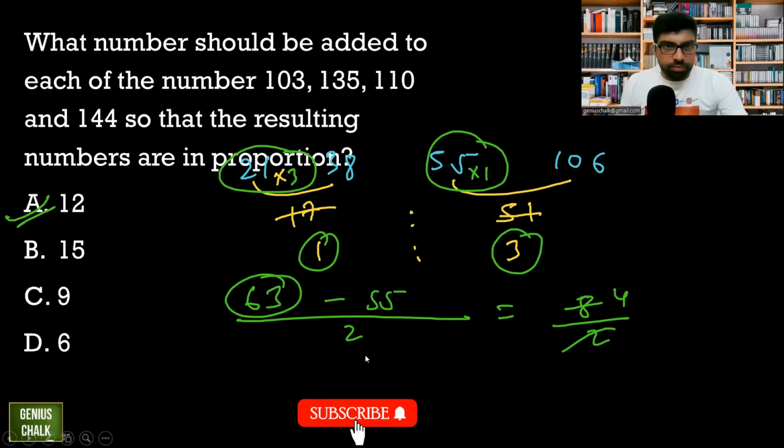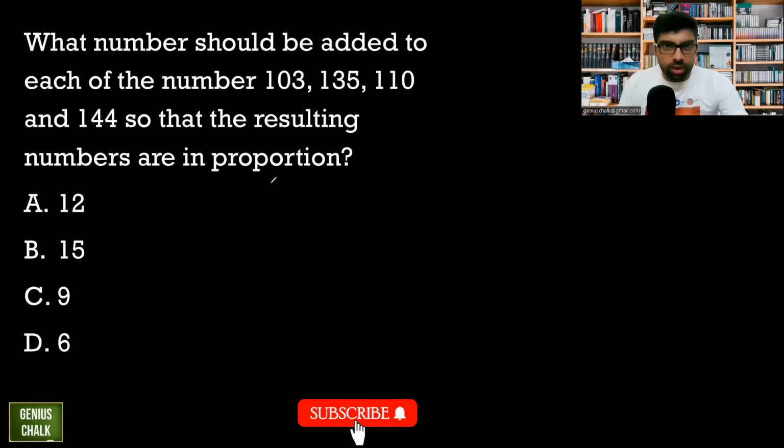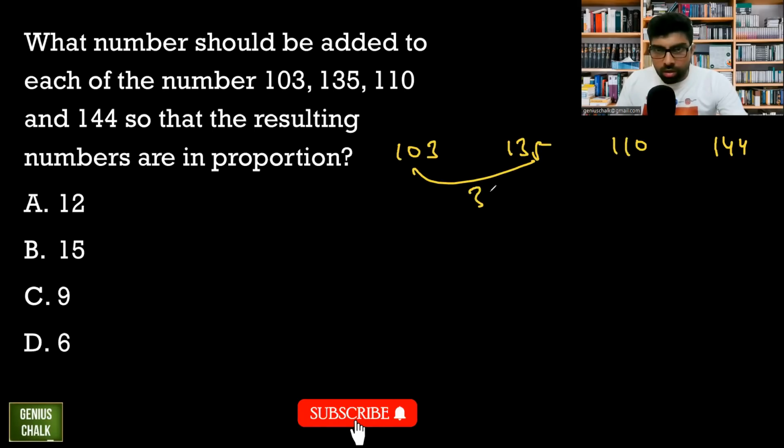Next one, what number should be added? So let's find this now. Now this is a calculative one. This must be solved using this approach only. So 103, 135, then 110 and 144. What is the difference? 32. What is the difference?